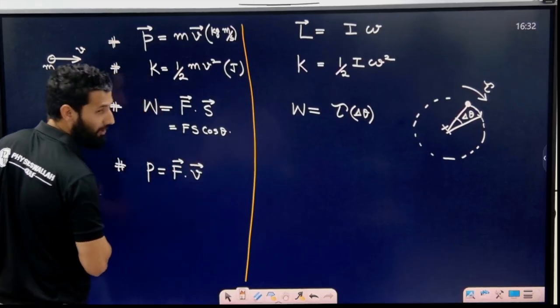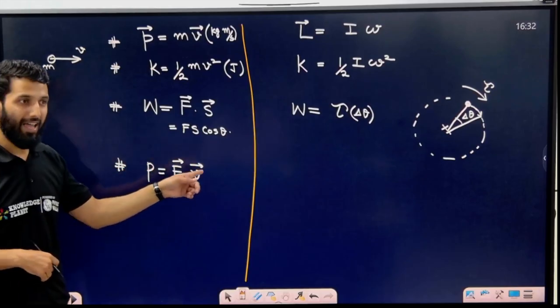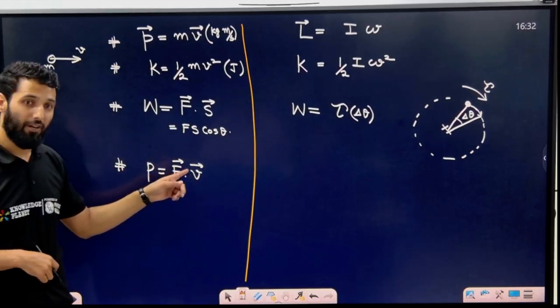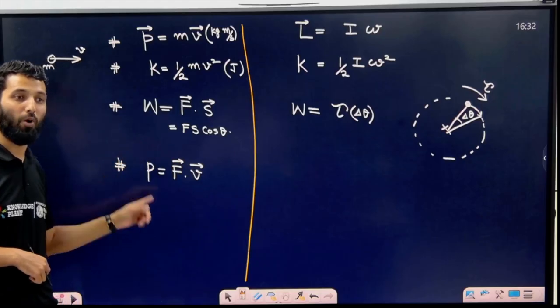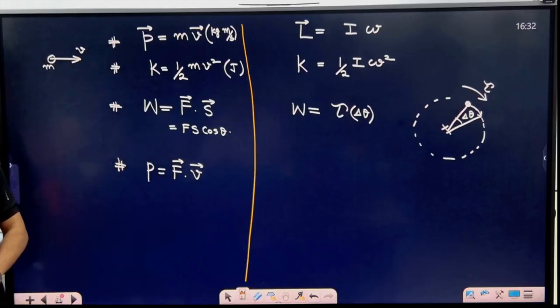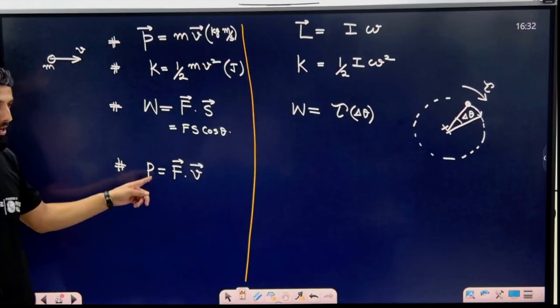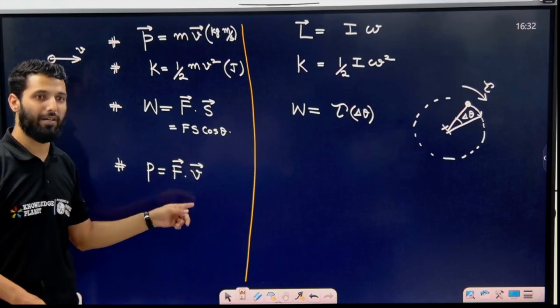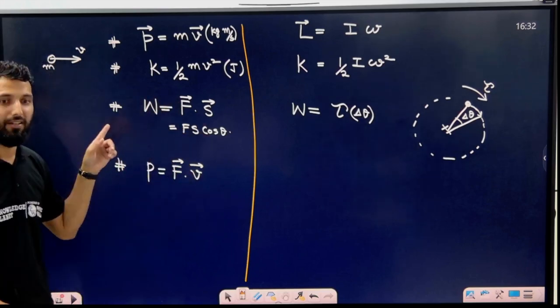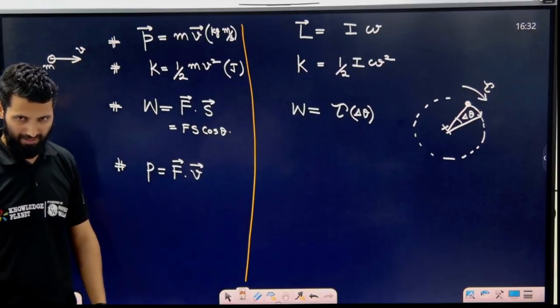F dot v, the dot product of velocity and force, will give you power. Are you getting my point? Is it clear? Do you understand how I got to this? Work done divided by time; work is F dot S; S divided by t is velocity; so F dot v.